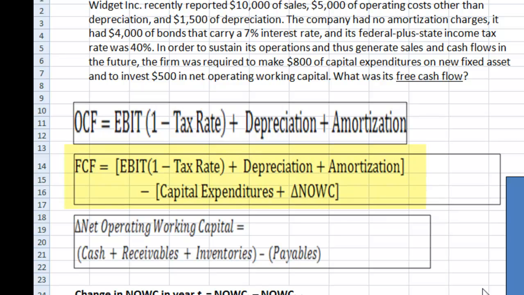Free cash flow equals the earnings before interest and taxes, times 1 minus the tax rate, plus non-cash expenses such as depreciation and amortization, minus any capital expenditures, plus any change in net operating working capital.